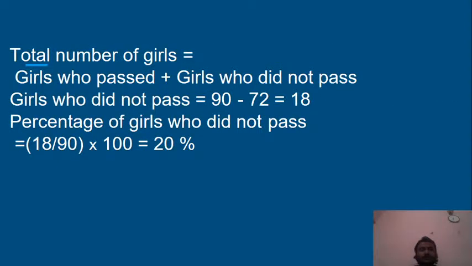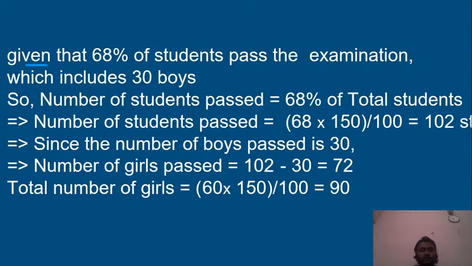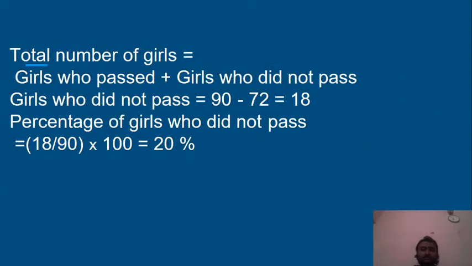Okay. Now the total number of girls, I have got as 90. This means that the total number of girls is equal to girls who passed plus girls who did not pass. So girls who did not pass is 90 minus 72, which is equal to 18, and 18 divided by 90 is 20%.